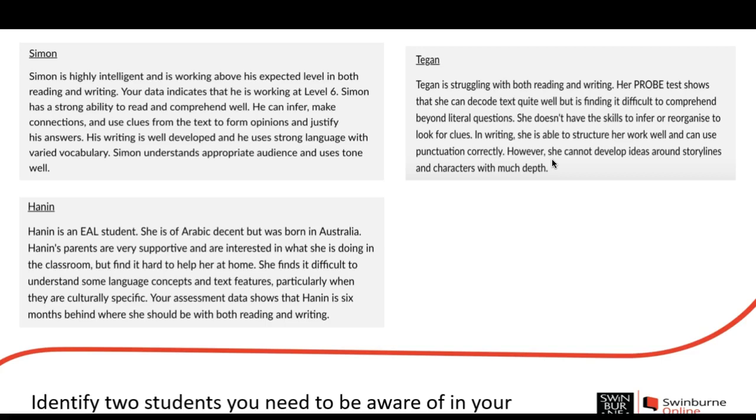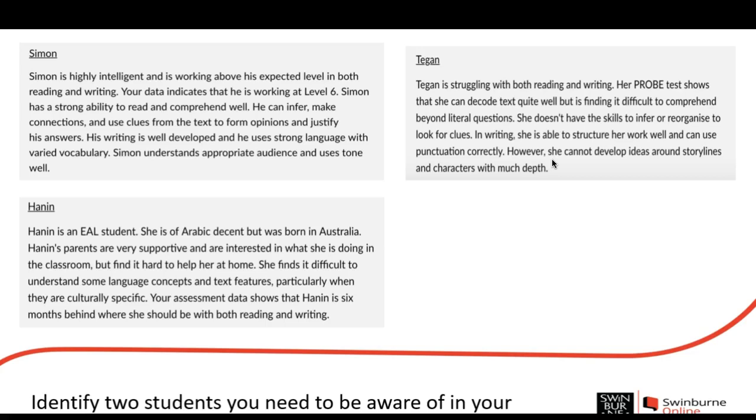He's working at a grade 6 level. He comprehends really well, reads really well, works well with the teacher and is able to infer, make connections, use clues in the text to form opinions, justify his answers. Writing is also really strong.